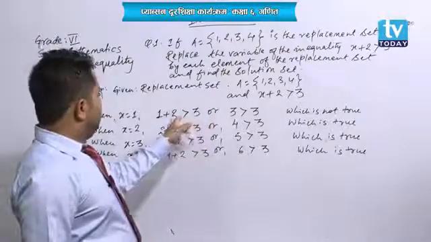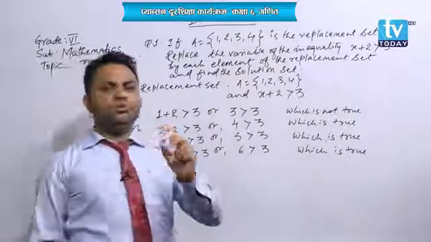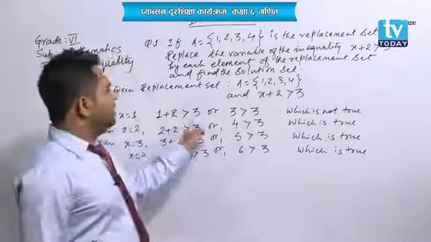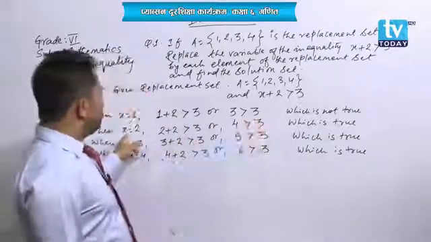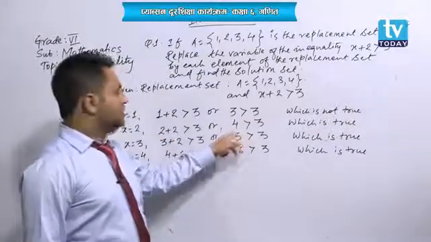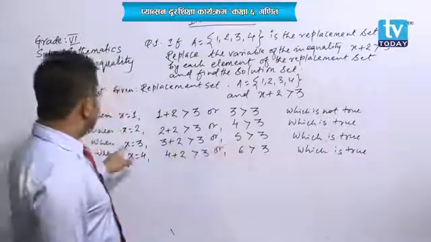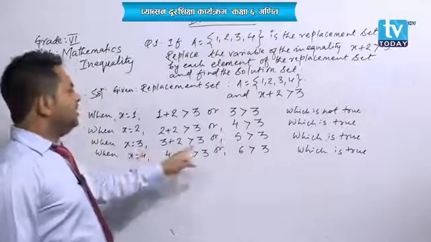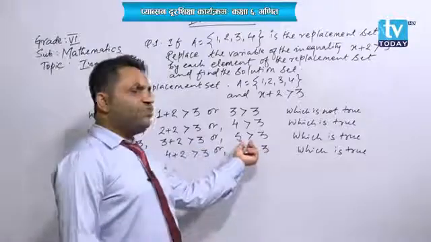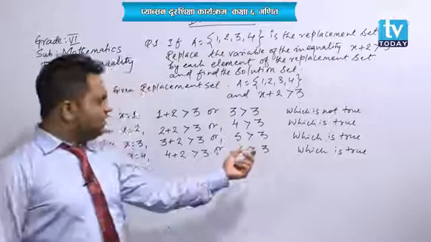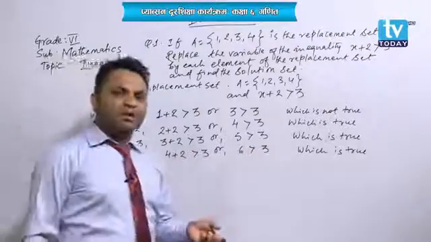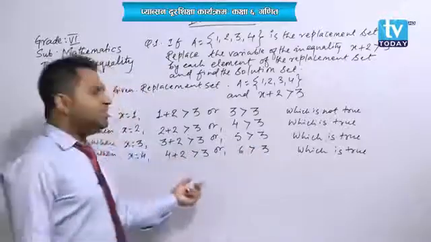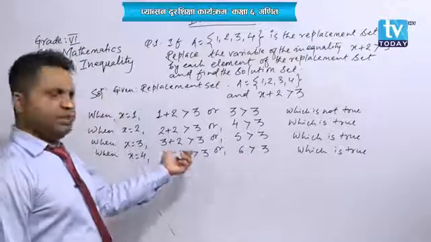Now here, when you replace the value of x by 1, then this is not true. When you replace the value of x by 2, then this condition is true. And when you replace the value of x by 3, then this is also true, because you are getting 5, and 5 is greater than 3. And when you replace the value of x by 4, then again this statement is true.